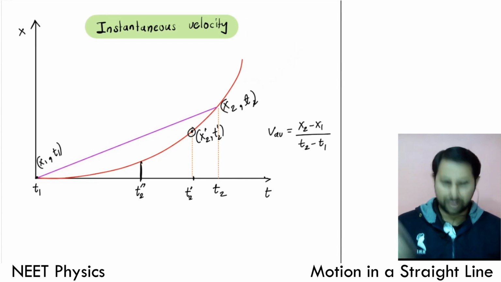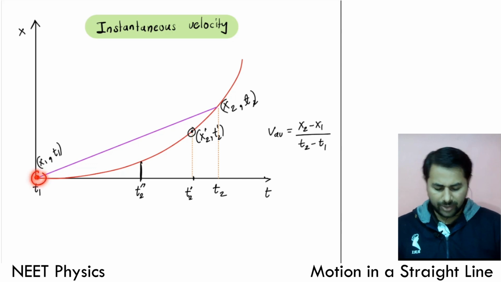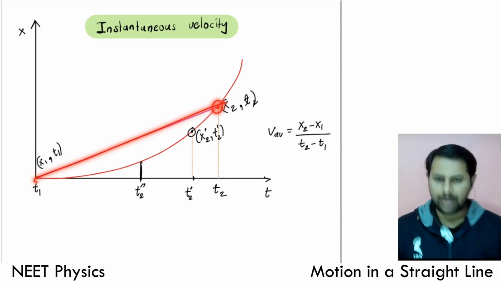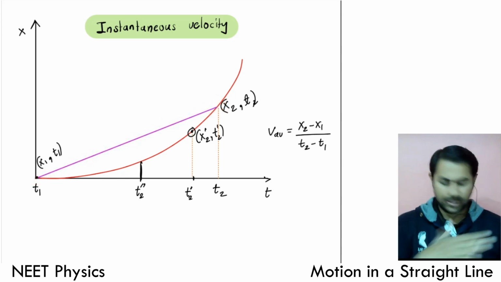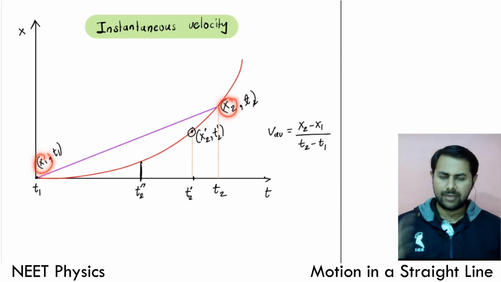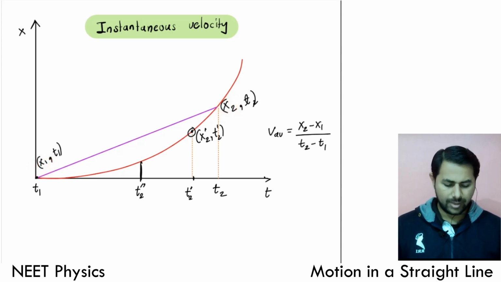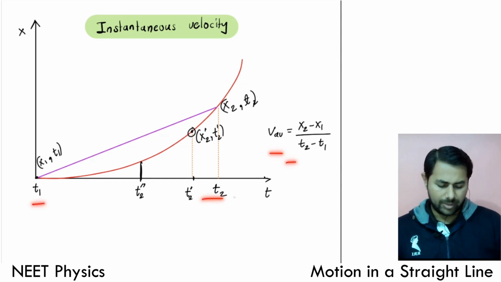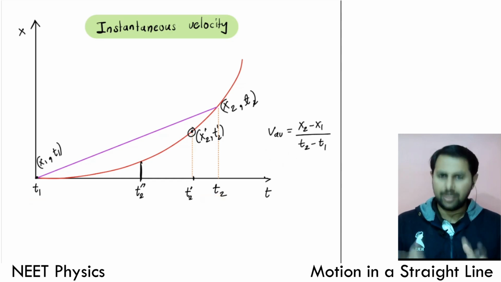Secant line. This line is known as a secant line. If you take a first point on the graph, take another point on the graph, and draw a straight line passing through those two points, the slope of that line will be equal to x2 minus x1 divided by t2 minus t1, and that slope will give you the average velocity from t1 to t2 in that time interval.